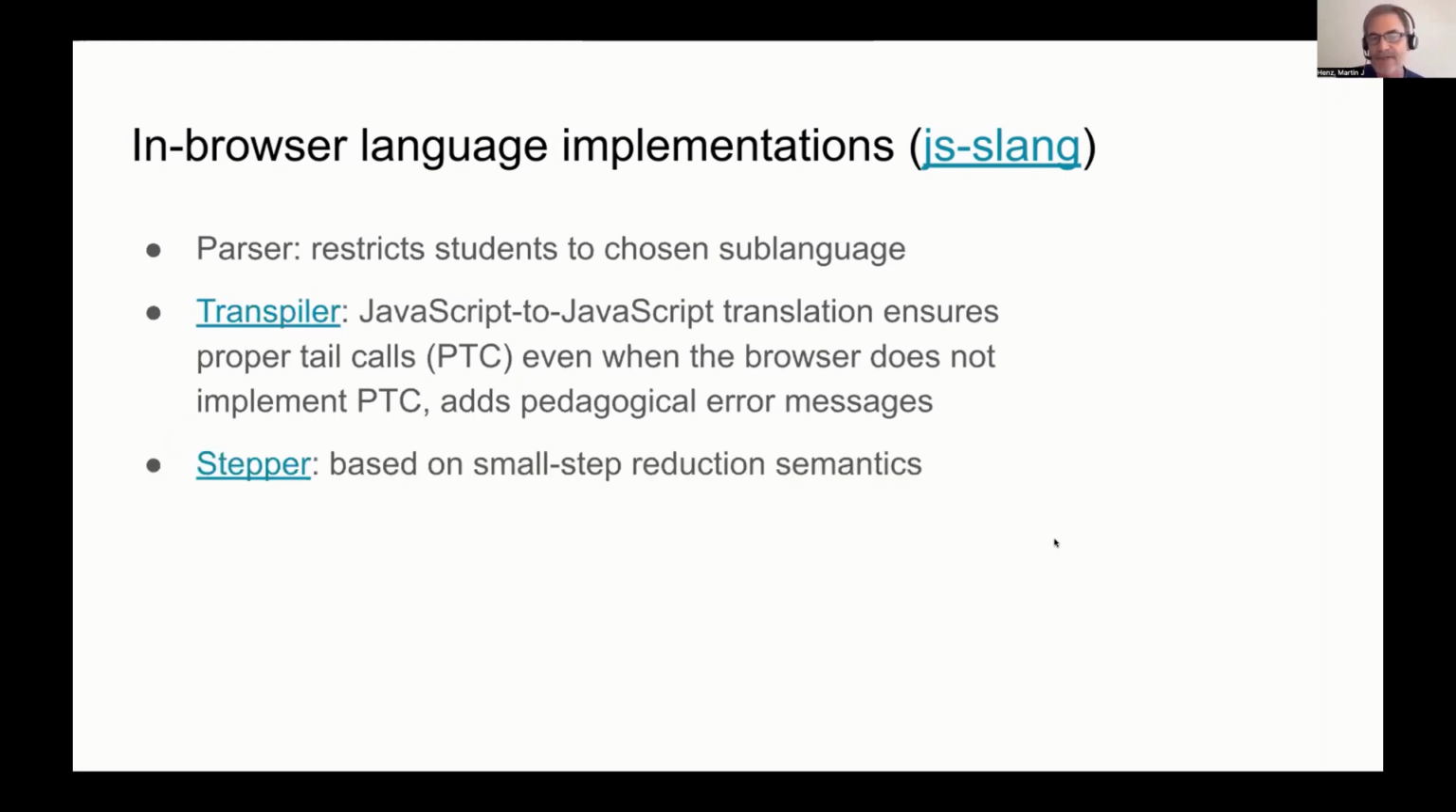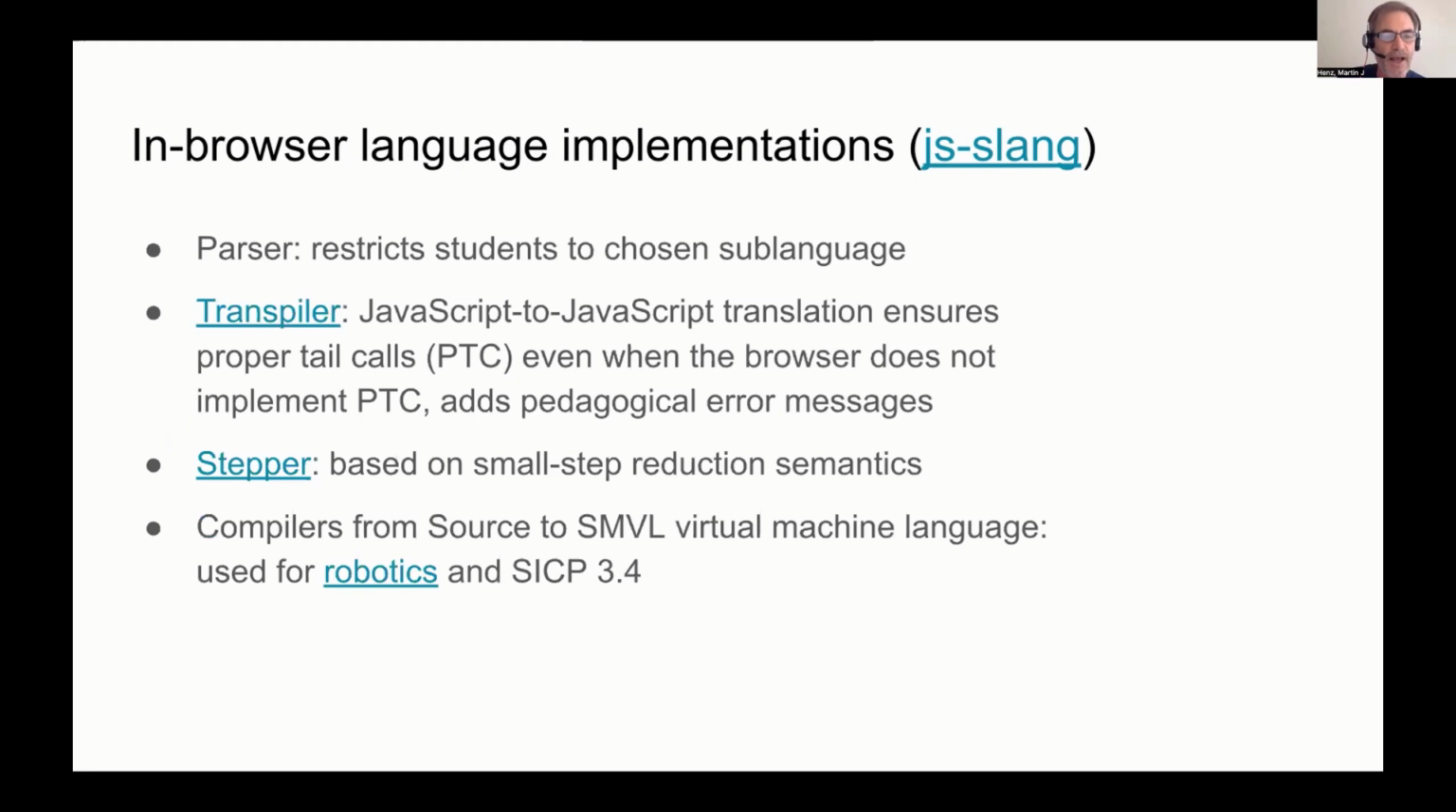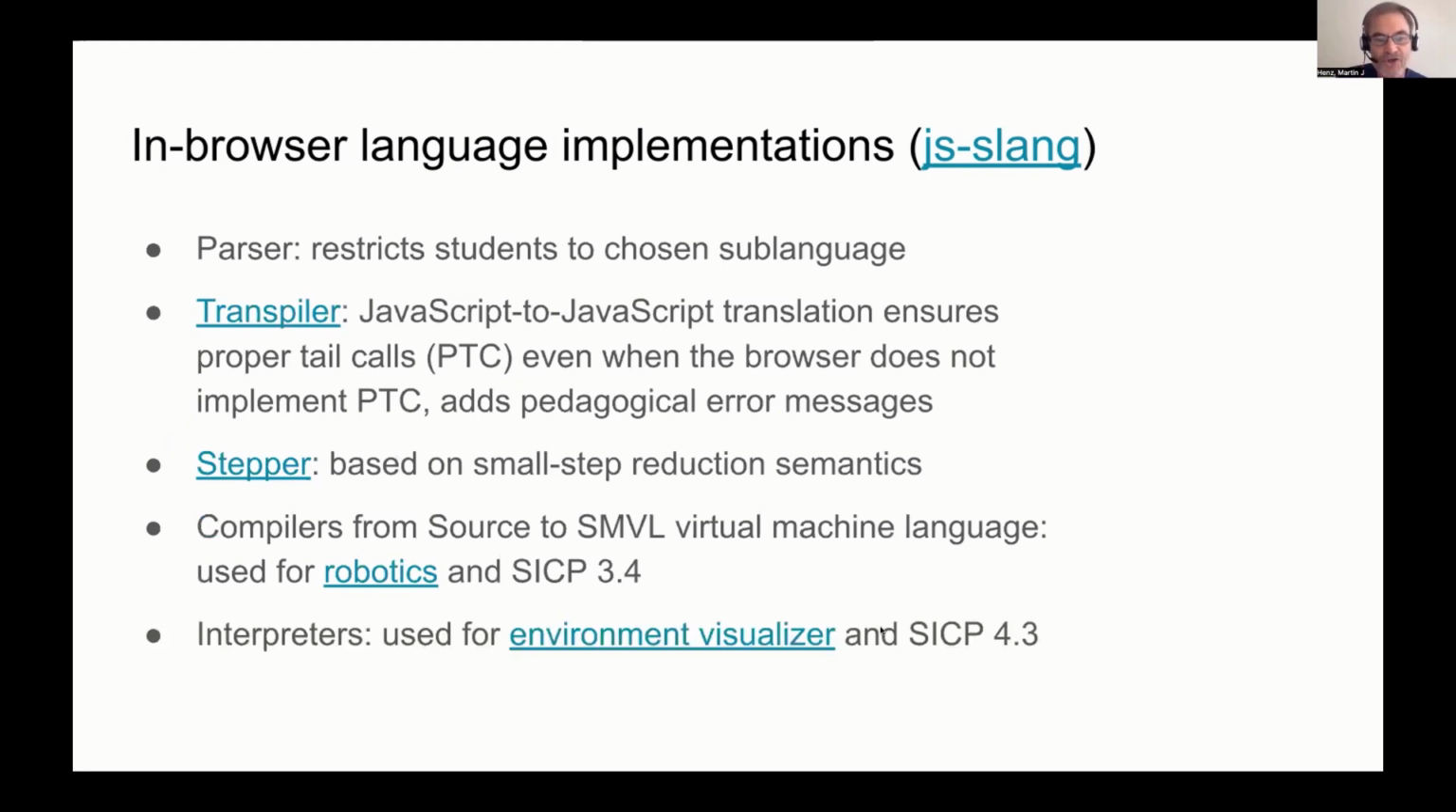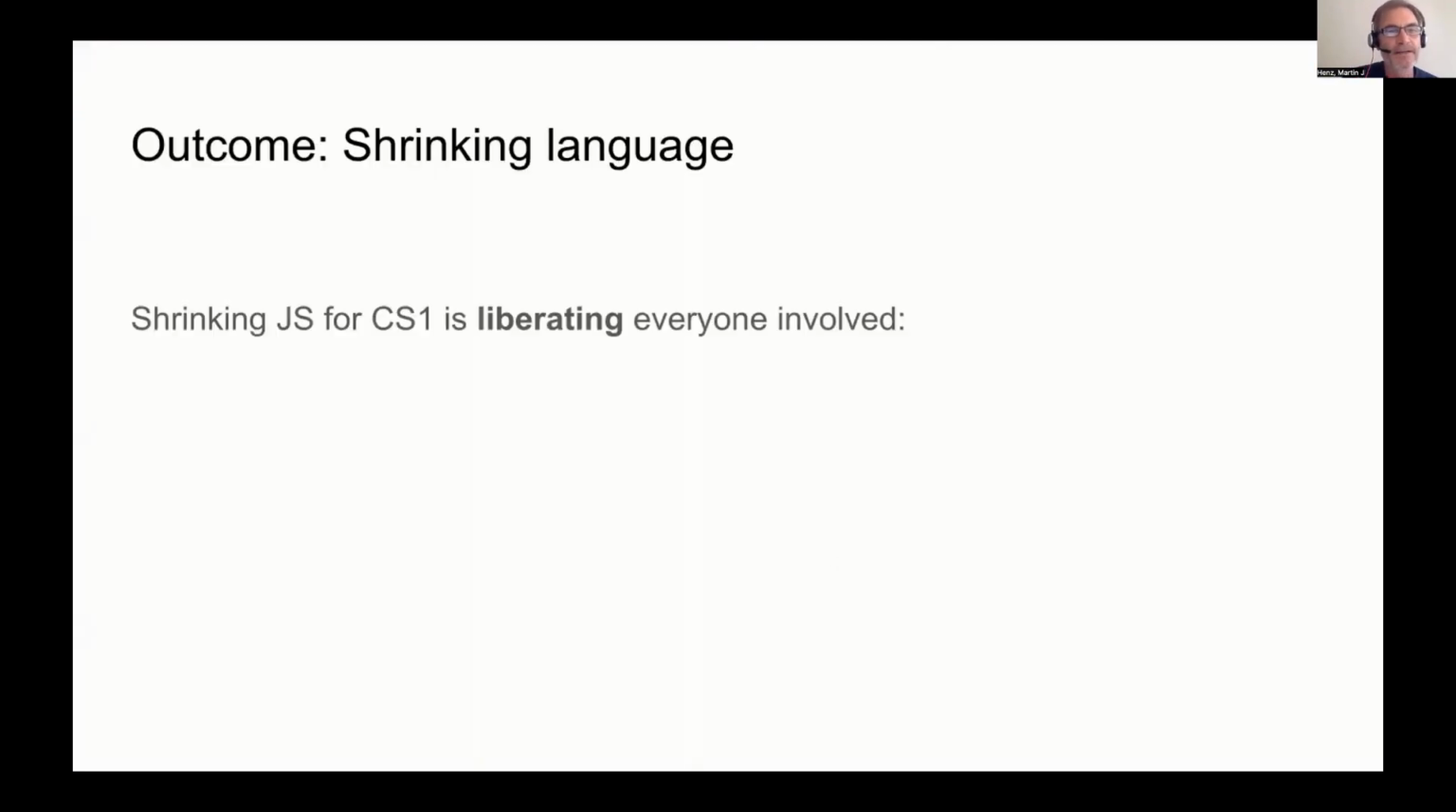The stepper tool is another language implementation that you have seen. Our environment model visualizer that you have seen is also a language implementation based on an interpreter. And we have compilers for what we call the source virtual machine language that allows us to run robotics on Lego Mindstorms robot kits in this course. The approach to shrink JavaScript for Computer Science 101 is liberating for everyone involved.